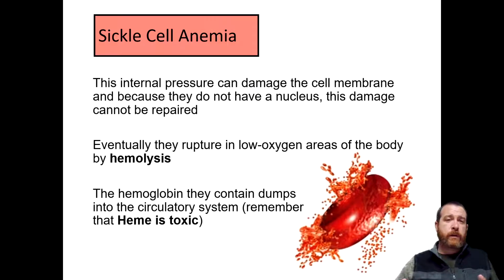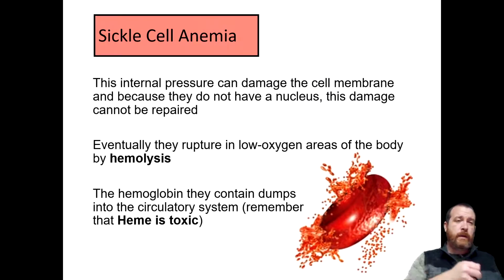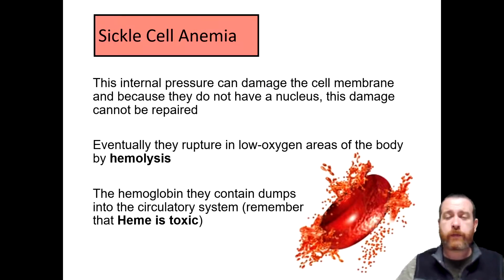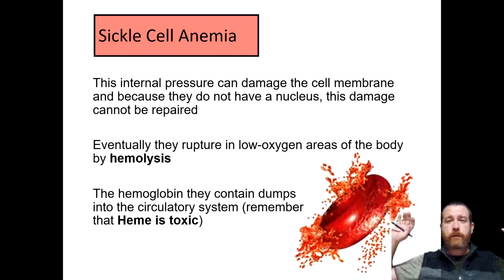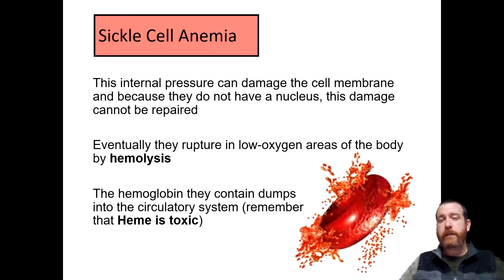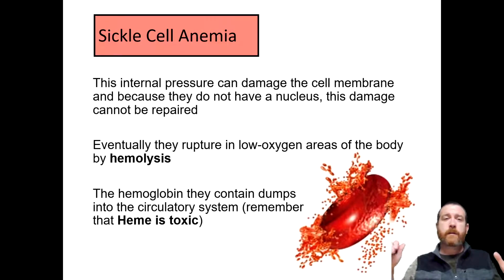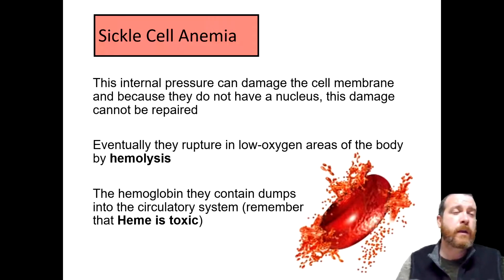So if we are entering into areas that are already low oxygen, well, that's going to make that rod go faster, and then those areas are going to be more likely for the red blood cell to rupture. So think the hands and feet, right? The further out you go, the less blood that is being delivered to those areas, the less oxygen that's being delivered. So the hands and feet are going to be the sites of the majority of this hemolysis that's occurring.